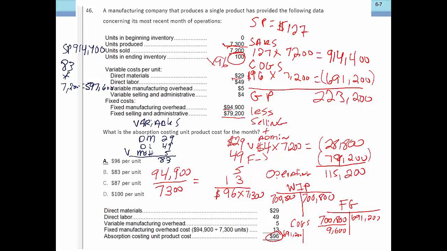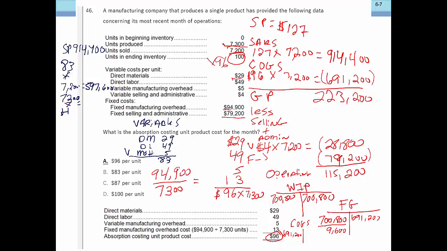That's 597,600. But now I'm doing a contribution format financial statement, so I better take off my variable selling and administrative costs, so I can come up with my contribution margin, sales price minus my variable cost. So my variable is going to be what? 7,200 times 4 gives me what for my variable selling and administrative? 28,800. Okay, oops.